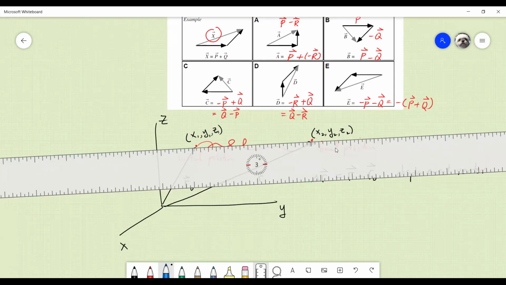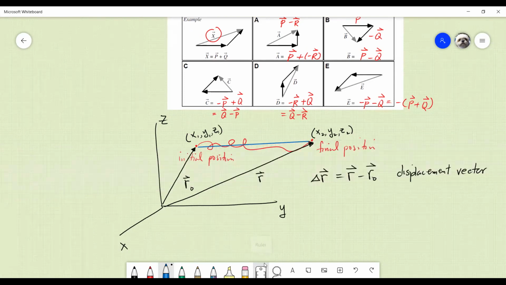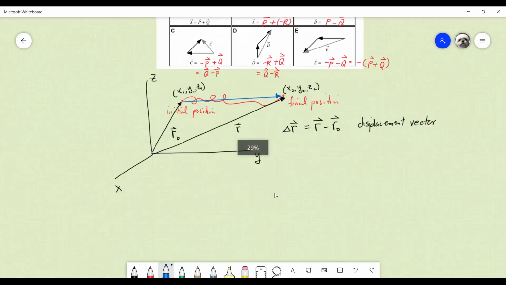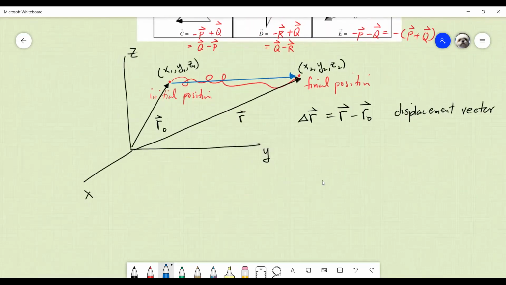Right here, right? So I'm going to use the blue color to draw that. Well, my delta R will be here. Now then, how are you going to represent them? They have field coordinates, right? No problem. Remember that I introduced this IJK method. So how am I going to write the R?